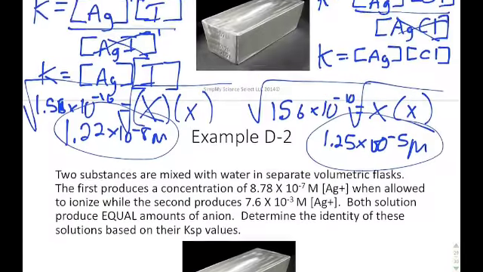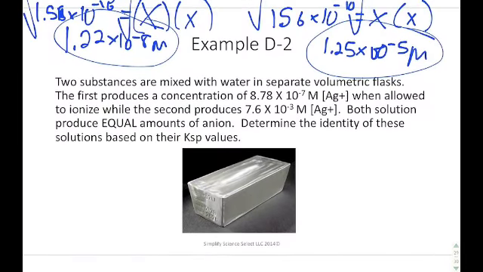Okay, now if we were to look at the next example, it says you have two substances mixed with water in separate volumetric flasks. The first produces a concentration of 8.78 times 10 to the minus 7th when allowed to ionize, while the second produces 7.6 times 10 to the minus 3rd when allowed to ionize. It says both solutions produce an equal amount of anion. To determine the expression of both of these based on the KSP value.